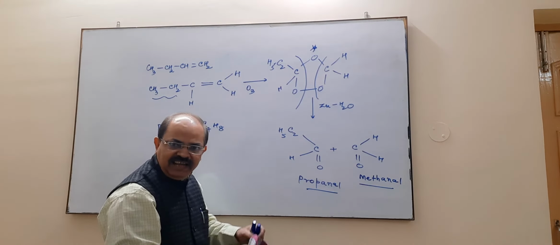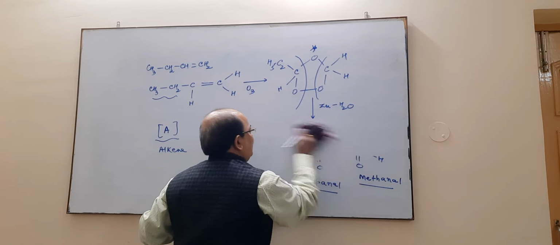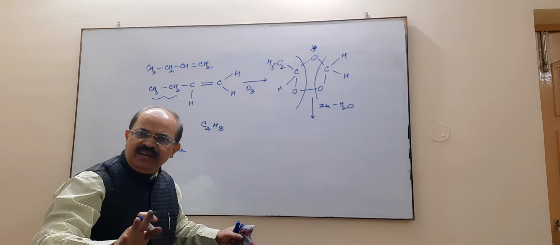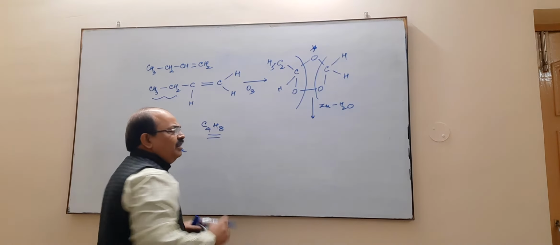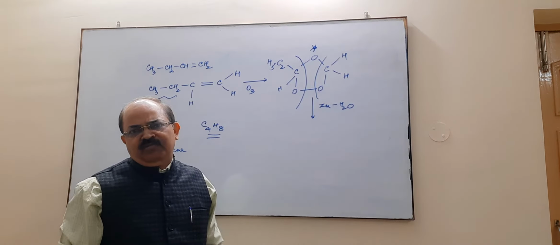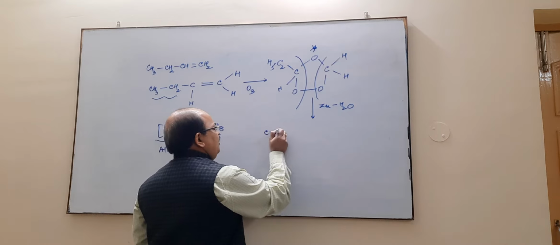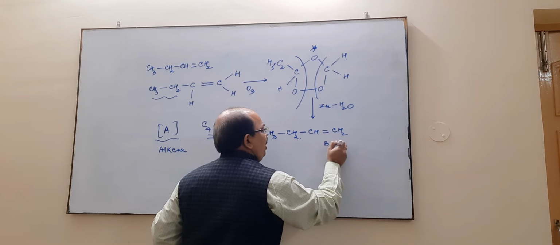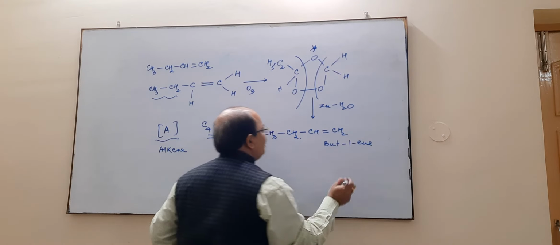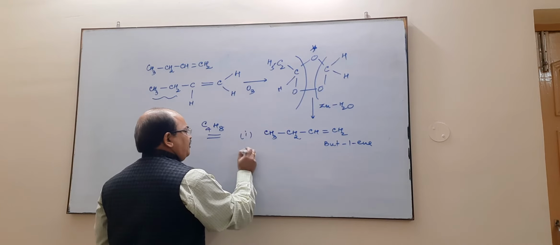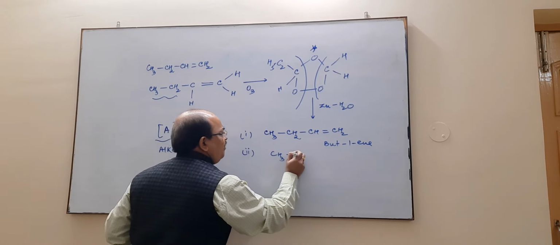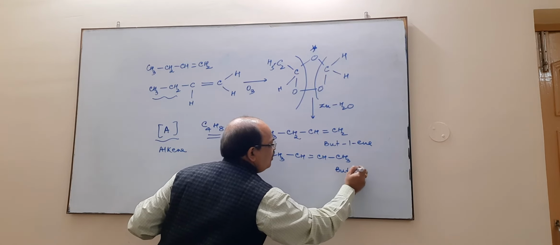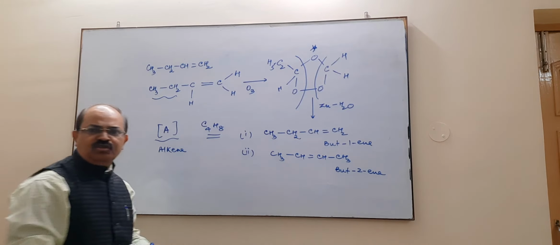Because the question says this is an alkene, it means there must be a double bond. Clear? Now this C4H8 may have different structural formulas. The first compound may be CH3-CH2-CH=CH2. This is but-1-ene, possibility number 1. The second possibility is CH3-CH=CH-CH3. This compound is but-2-ene, possibility number 2.